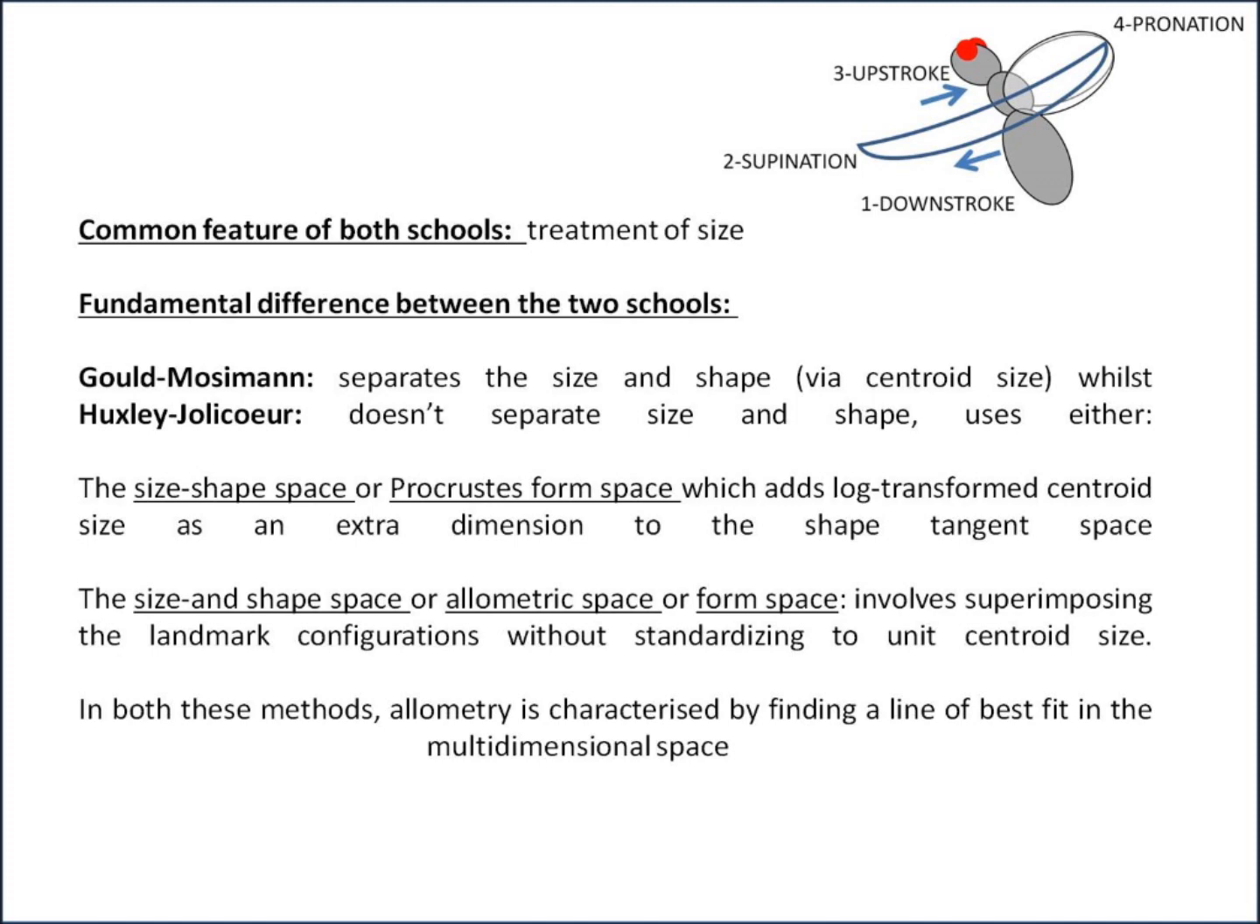The size and shape space is also called the allometric space or the form space, and this involves superimposing the landmark configurations without standardizing to unit centroid size. And in both cases, allometry is characterized by finding the line that best fits in the multidimensional space. Contrast this with Gould Mosimann, which does a full Procrustes superimposition, and that involves centering all configurations, rotating, flipping, and then rescaling so that your centroid size is 1. So that's a big difference between the two.